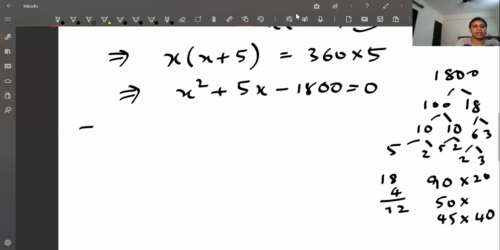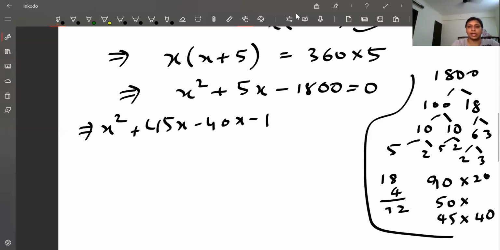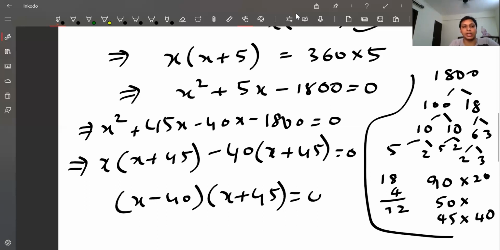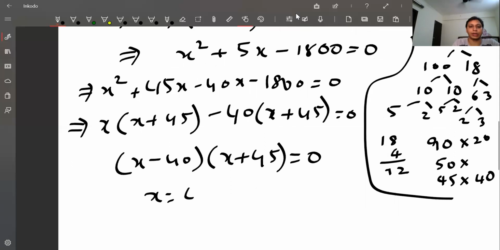So which will give us x square plus 45x minus 40x minus 1800 equal to 0. Now group them, which will give us x into x plus 45 minus 40. If you take common, again you're getting x plus 45 equal to 0. So it will give us x minus 40 into x plus 45 equal to 0. So x is equal to 40 or x is equal to minus 45.